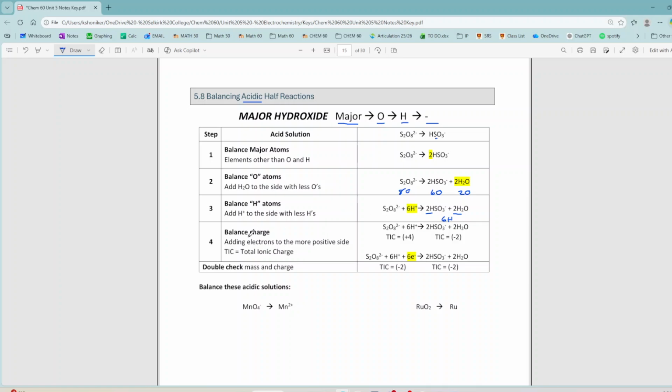In the next part, you're going to balance for charge. So for this one, you're looking for the total ionic charge left and right. So on the left-hand side, I have a charge of -2 plus 6 is going to give me a total ionic charge of +4. And on the right-hand side, I have -2 and 0, which is a total ionic charge of -2. So to balance this out, I'm going to add 6 electrons on the left so that my charge on the left is 4 minus 6, which is -2, and it's balanced with the right.